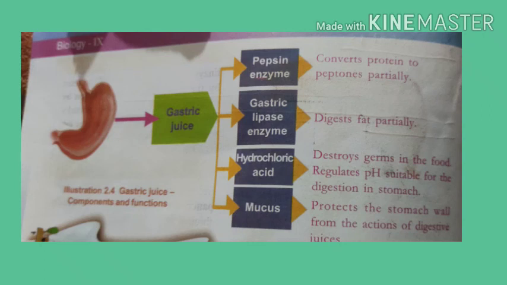Then gastric lipase enzyme digests fat partially. So the fat in our food gets partially digested by the gastric lipase enzyme. Next is hydrochloric acid. The function of hydrochloric acid is to destroy the germs in the food and regulate the pH suitable for digestion in the stomach. So whatever microorganisms enter through the food get destroyed by the hydrochloric acid in the stomach.